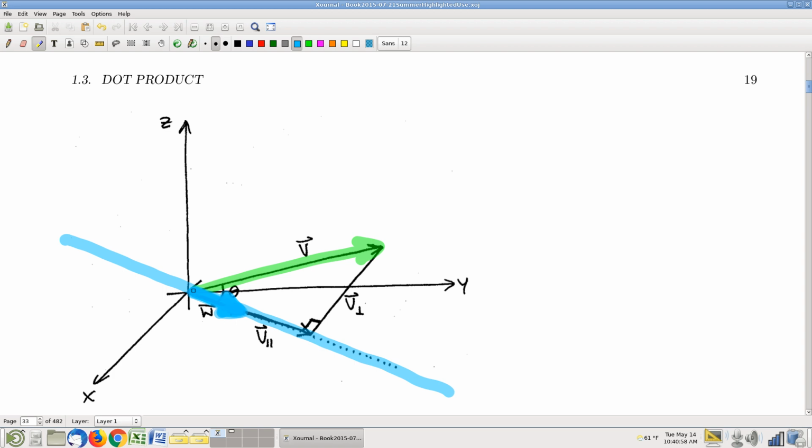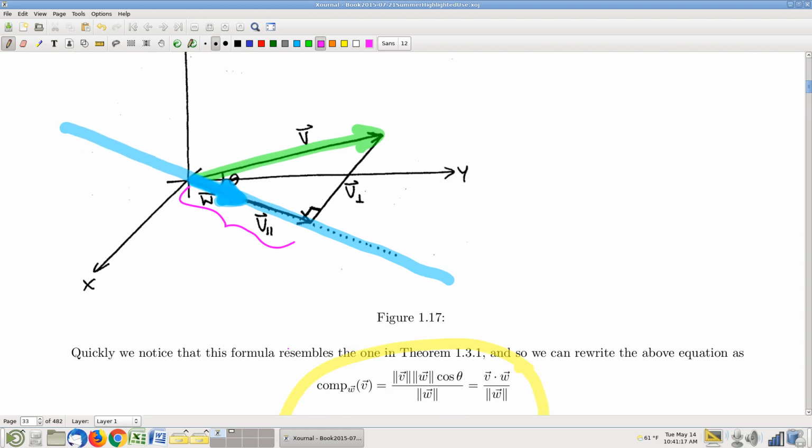And there are many more reasons than football, of course, to be interested in this construction. So this distance here is called the component of V in the direction of W. And it turns out it's not hard to compute. It's no big deal.